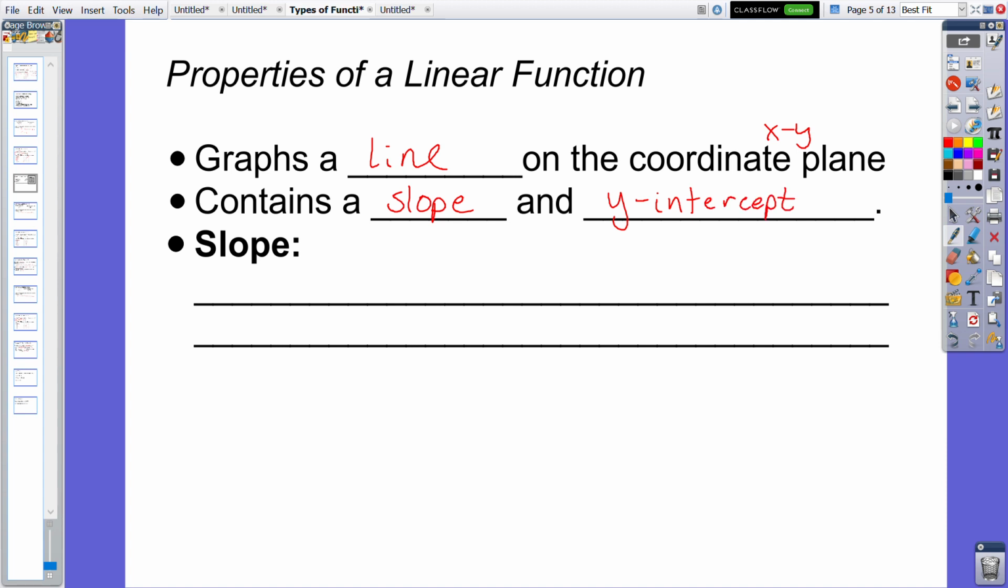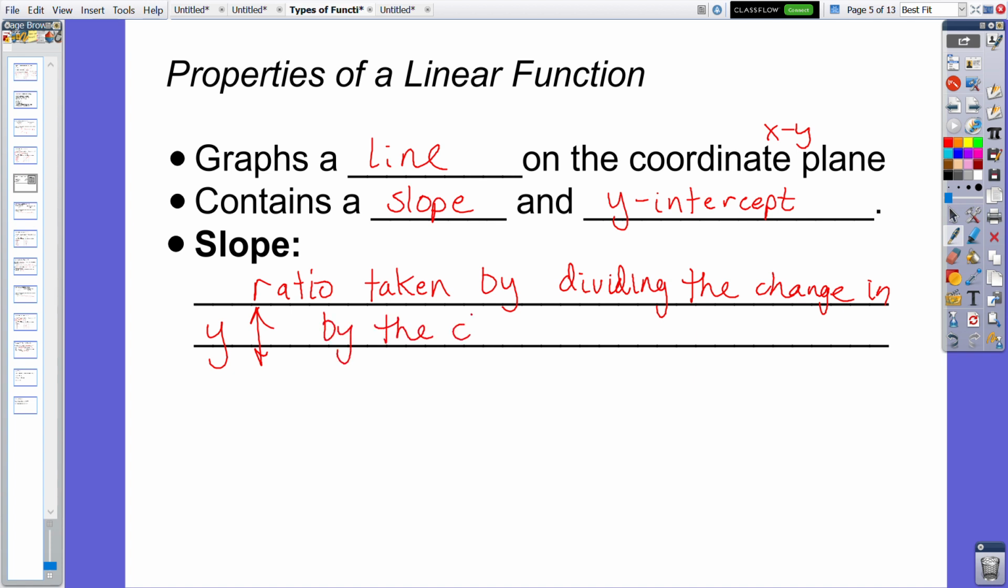And all a slope really is, because we know what a y-intercept is, all a slope really is this. It is a ratio taken by looking at the rise over run. So taken by dividing the change in y, which is once again our vertical, by the change in x, which is once again our left to right. We have heard of this already, known as rise over run.